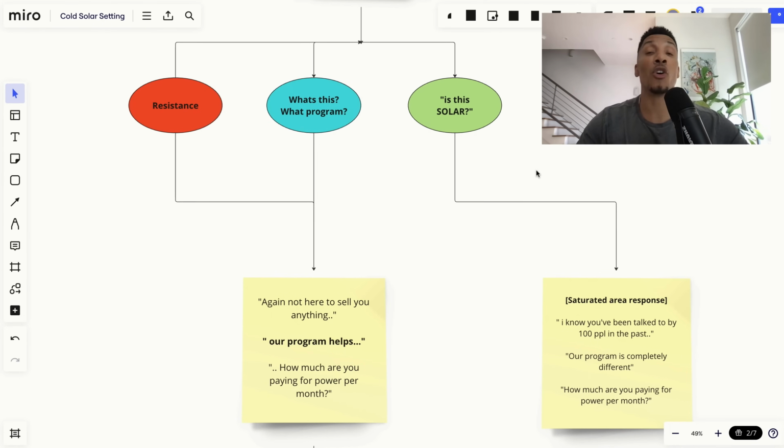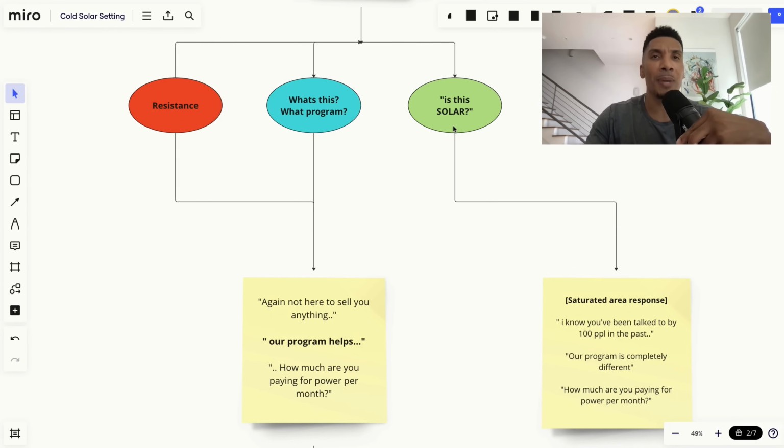Perfect. Hey, I know you've been talked to by 100 people in the past. And the problem with solar was that it was super expensive. You had to put money down. You had to take out a loan, right? No one likes loans. And then you probably got trapped to that loan and you couldn't move for like 20 years, right? Well, our program is totally different, Mr. Homeowner, but you might not be a good fit for our program at all. By the way, man, how much are you typically paying for your power per month, right?